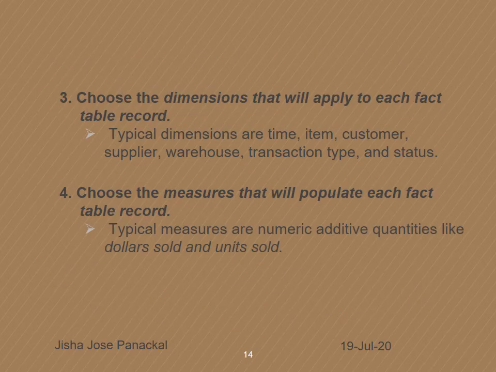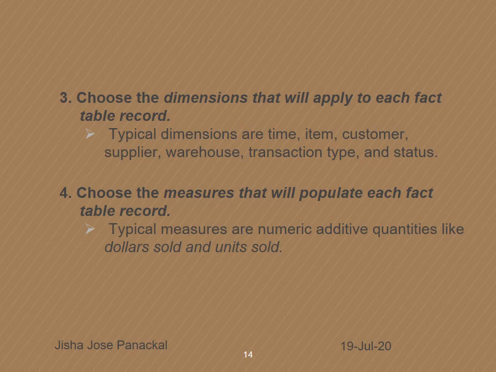The next step is to choose the dimensions that will apply to each fact table record. We have to choose the required dimensions we have to represent in a particular data warehouse design. Typical dimensions are time, item, customer, supplier, warehouse, transaction type, and status, etc.